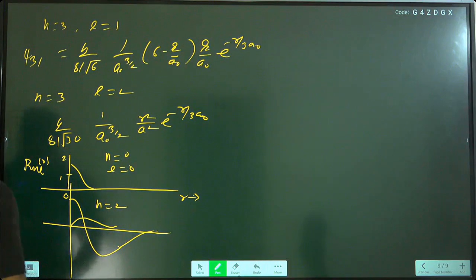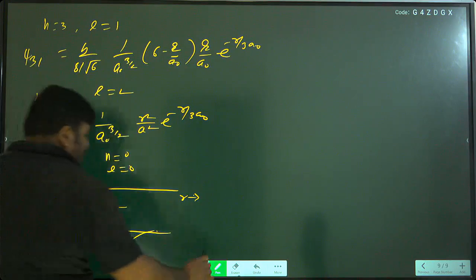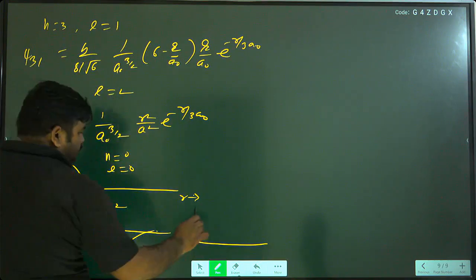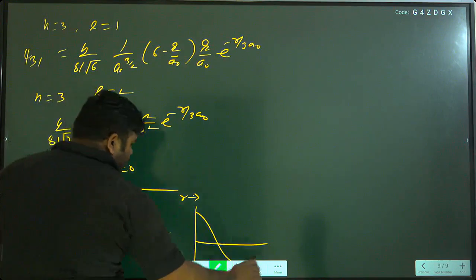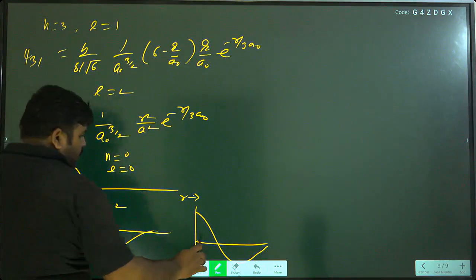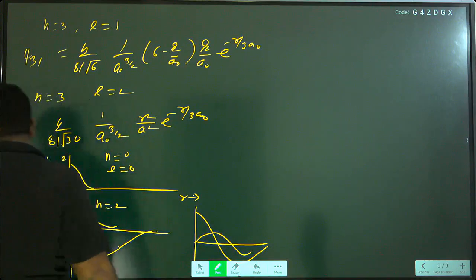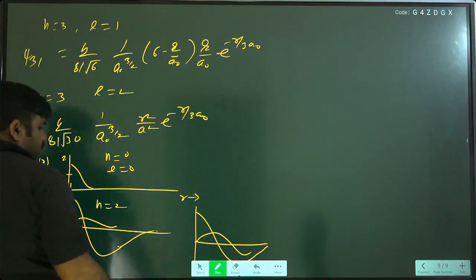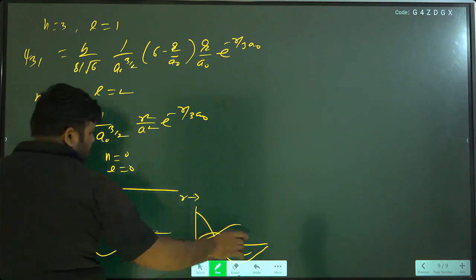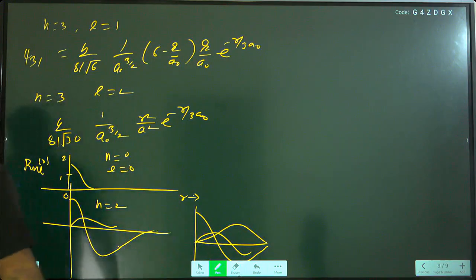Next n is equal to 3. For n is equal to 3, the first is this one, the second is like that, and the third one goes a little straight forward, is like that. Number of nodes is 0, 1, 2, 3.